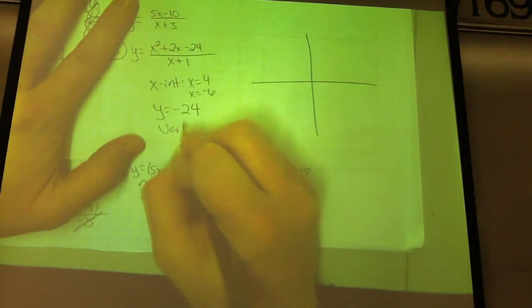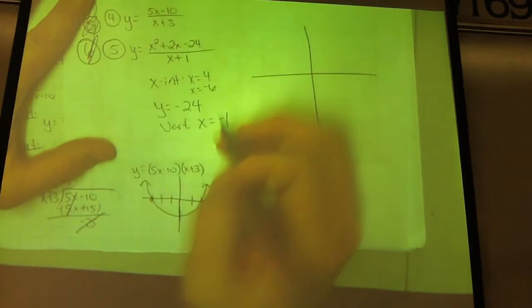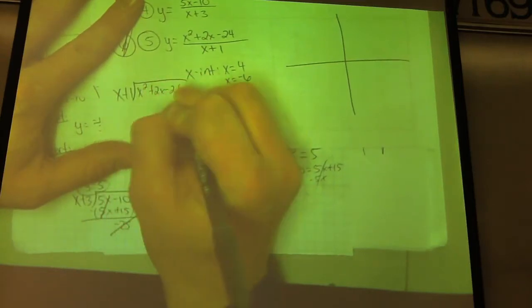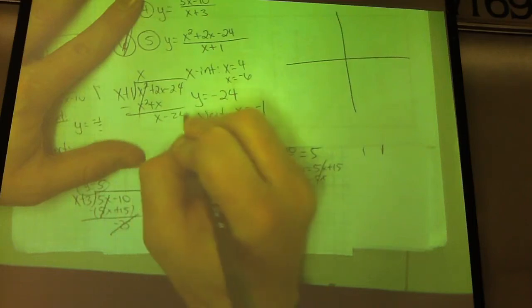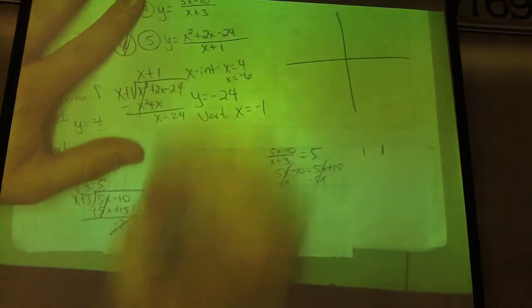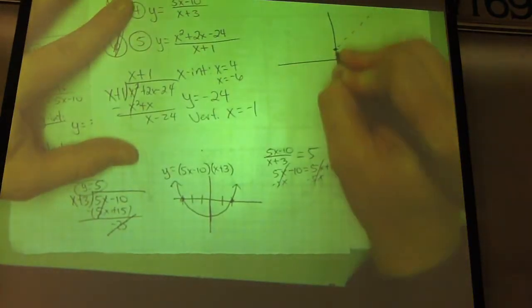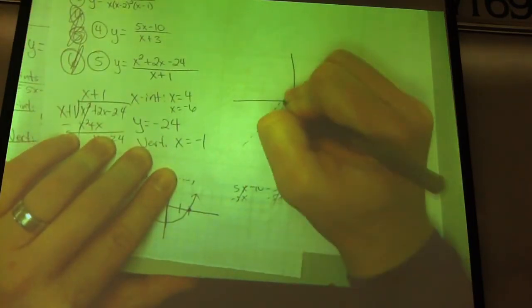Vertical asymptote is negative 1. Horizontal is actually a slant. It's x plus 2, I think. X plus 2. Yeah, long division. You guys got it. I want him to do the board. Subtract. Oh, it is plus 1, yeah. So it's x plus 1. So it's like that. So that's what you get when you do the long division.